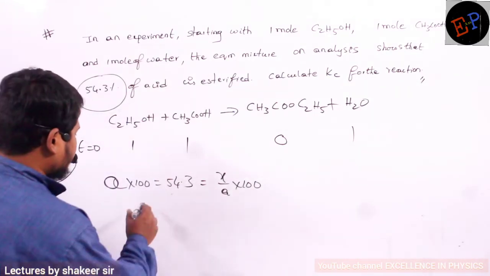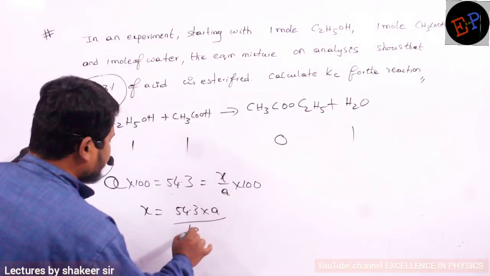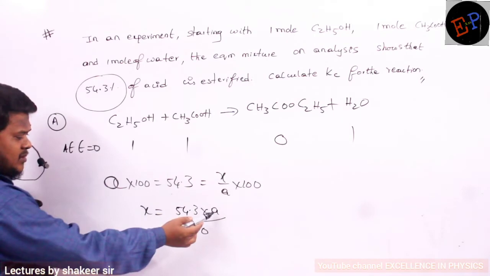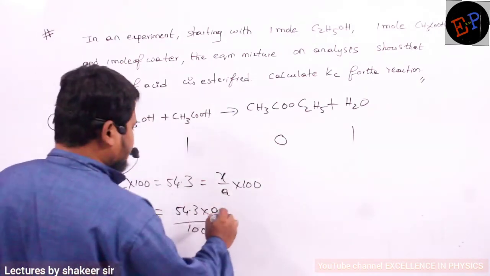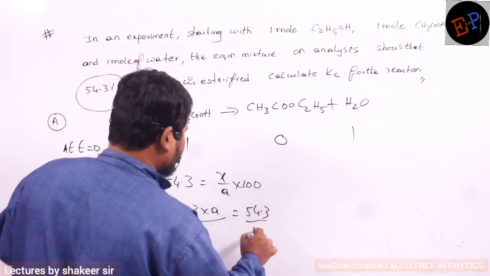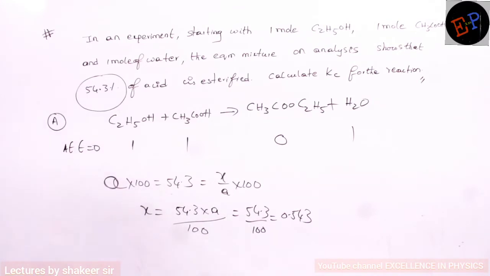And from this we are supposed to calculate the x value. X value means how many moles have dissociated. Alpha percentage is given. So x value is equal to 54.3 multiplied by A divided by 100. What is A? Initial number of moles. How many initial moles? Only 1. So 54.3 divided by 100 is 0.543. That's all.